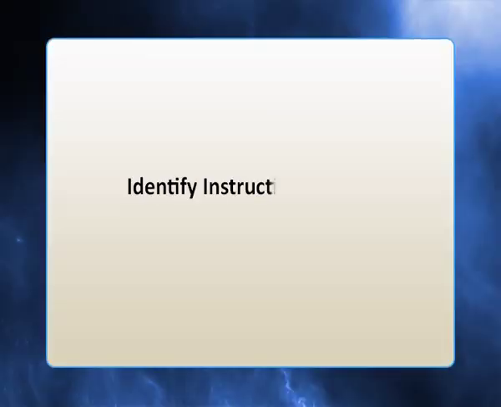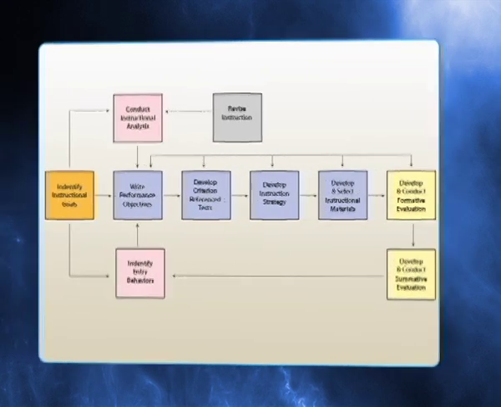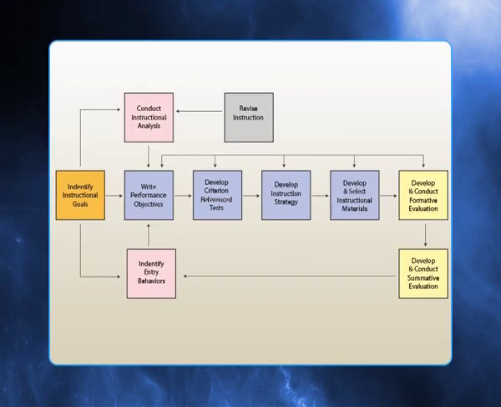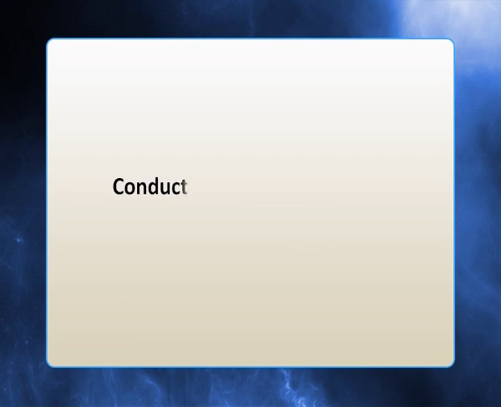The components of the systems approach model, also known as the Dick and Carey model, are: number 1, identify instructional goals. A goal statement describes a skill, knowledge, or attitude that a learner will be expected to acquire. Second, conduct instructional analysis.